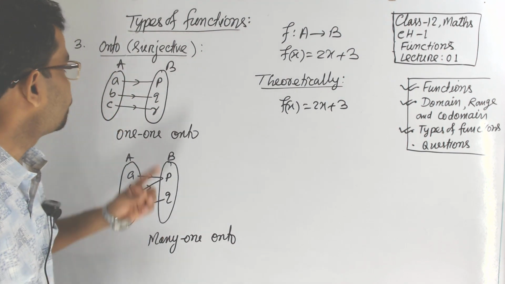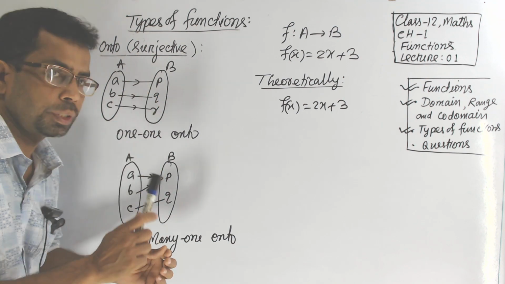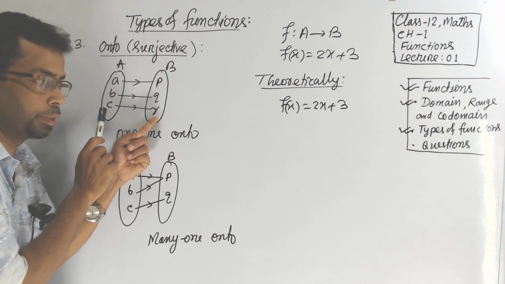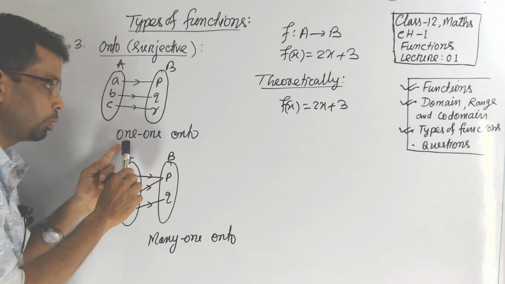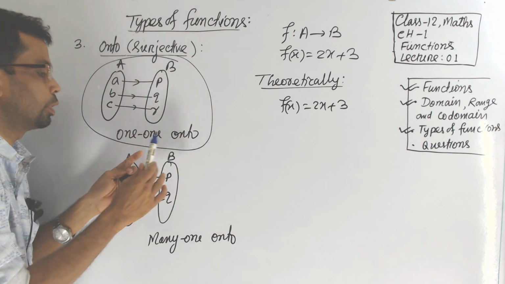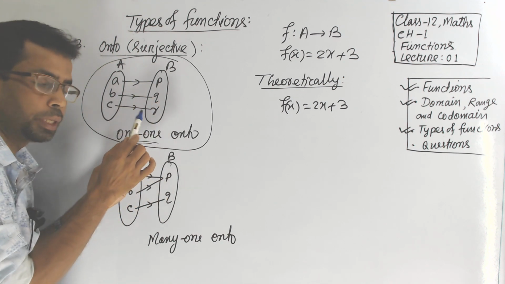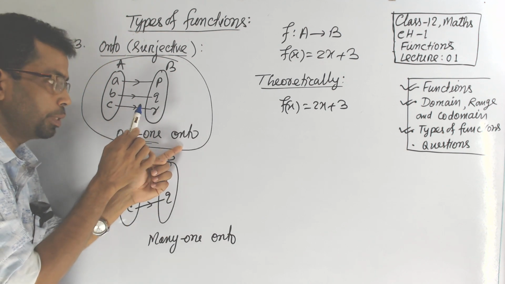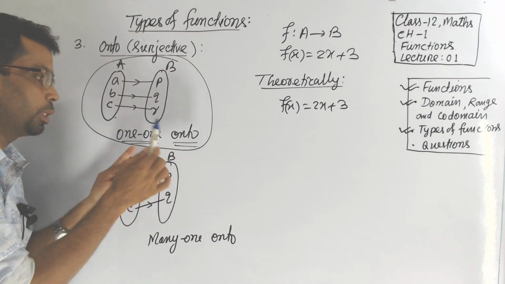Type 3 is the onto function, also called a surjective function. For an onto function, the condition is every element in B must have a pre-image in A. An onto function can be of two types. It can be 1-1 onto. This diagram I have taken represents a 1-1 onto function: 1-1 because different elements in A have different images in B, and onto because in set B there is no extra element. That means every element of B has a pre-image in A, which makes the function onto. So this is a 1-1 and onto function.